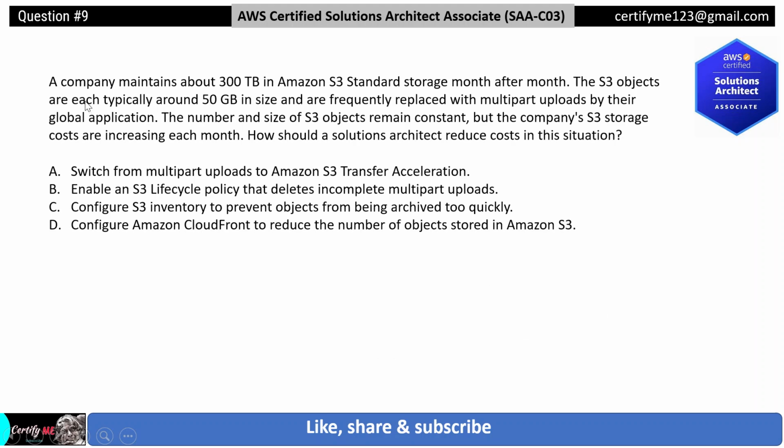So the next question is, a company maintains about 300 TB in Amazon S3 standard storage month after month. The S3 objects are each typically around 50 GB in size, and are frequently replaced with multi-part uploads by their global application. The number and size of the S3 objects remain constant, but the company's S3 storage costs are increasing each month. How should a solutions architect reduce costs in this situation?